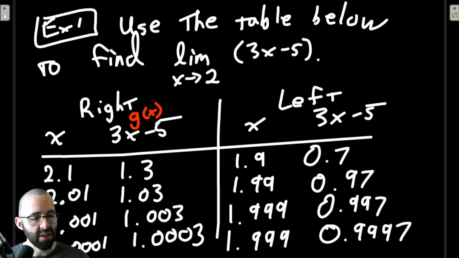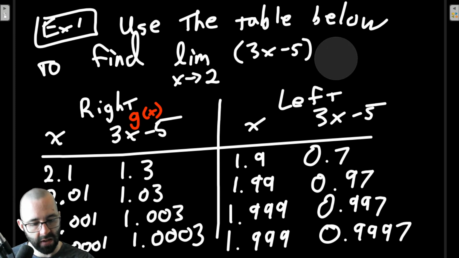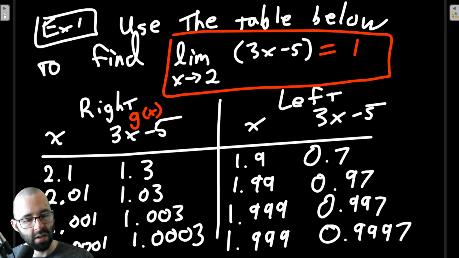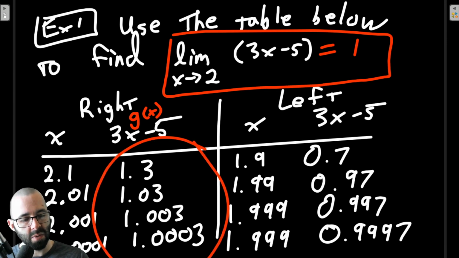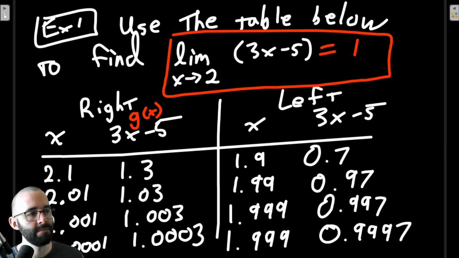So what we would say for our final answer, that I really wish I could fit on this page, but I'm just going to use a little eraser magic to make this work. What we're going to say is that the limit as x approaches 2 of this function is equal to 1. Because from the right, it approaches 1. From the left, it approaches 1. So the limit is 1. And that's the basics of what we're doing here today.